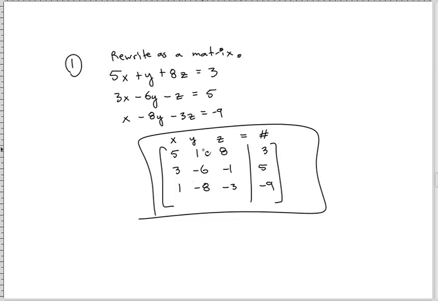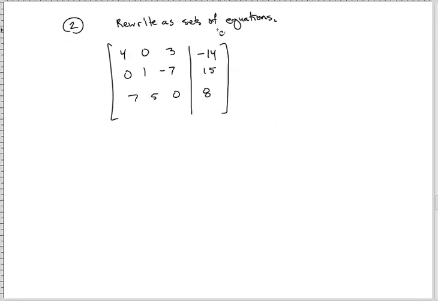Okay, there we go. All right. Question number 2, rewrite as a set of equations. So we're taking a matrix and we're going backwards, back to sets of equations. This is not hard. Again, if you remember, this is x, y, z equals -14. We're going to simplify, so we got a 4x. There ain't no y's, so you don't have to write that. There's a 3z is equal to -14.